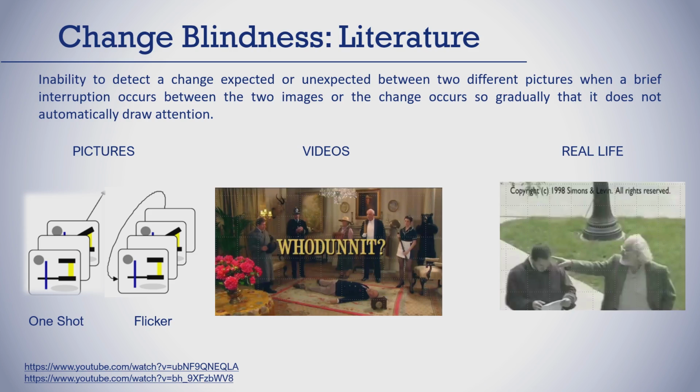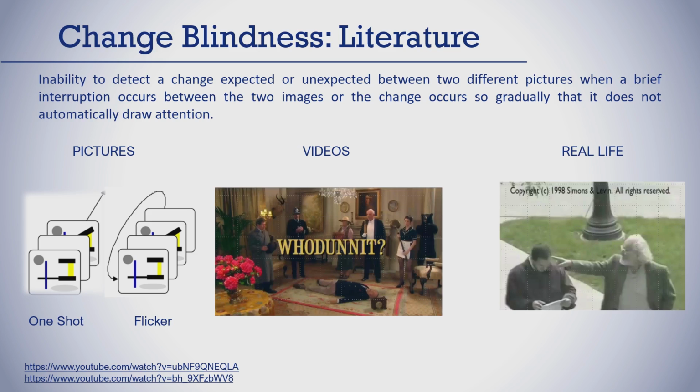In order to study the limit of working memory, one of the most commonly used tools is change blindness experiments. Change blindness is defined as the inability to see a change, expected or unexpected, between two different pictures when an interruption occurs or when the change is so gradual that it doesn't draw our attention. So attention always comes back. Change blindness experiments can be done using pictures, videos, or a real-life experiment.